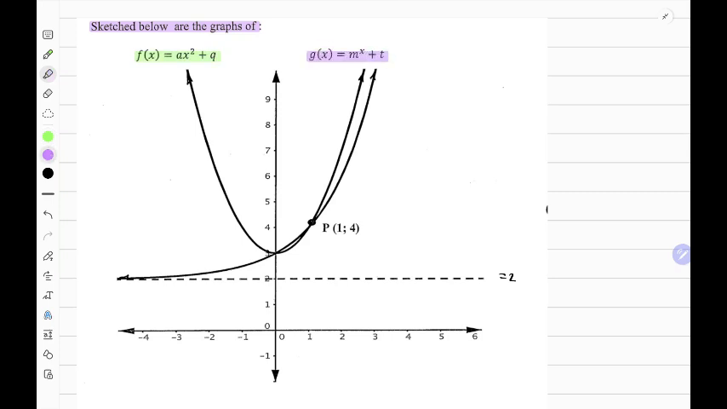Also, what we do notice is that these two graphs intersect each other at P, and this point here is the y-intercept. We can already note the coordinates as (0, 3). And if we focus on this line here, that is the horizontal asymptote for g of x. Remember, g of x is an exponential graph, so we can already note the equation for the horizontal asymptote: y equals 2.